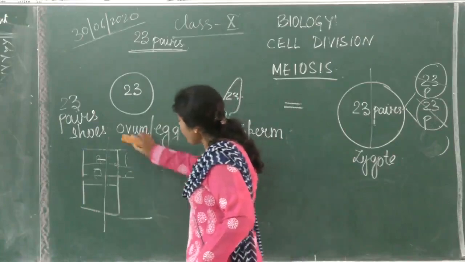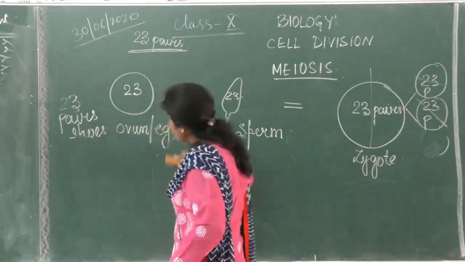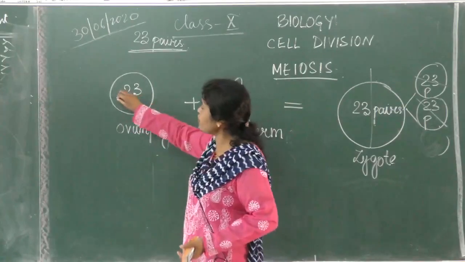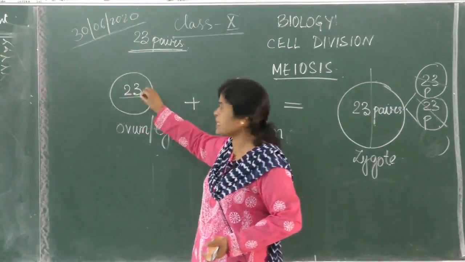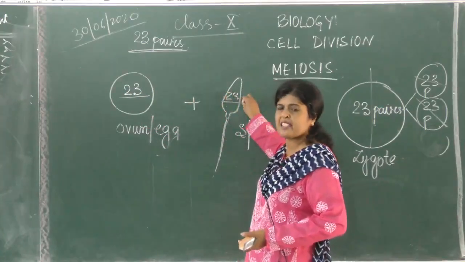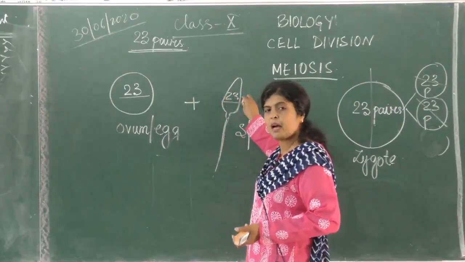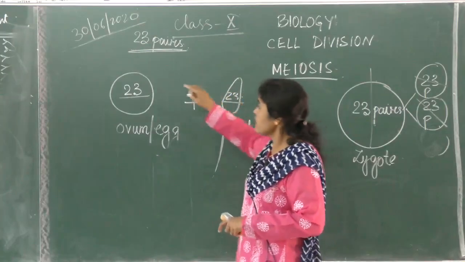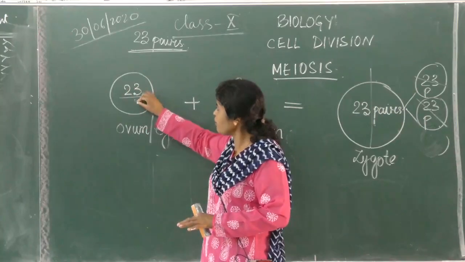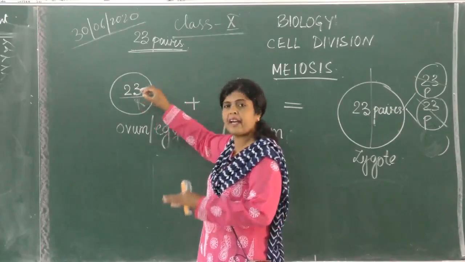So sperm and ovum are the same way. Sperm and ovum are like that. All 23 types of chromosomes are present in ovum, and all 23 types of chromosomes are present in sperm, but none have their pair. Here only 23. A particular chromosome if you take, you will not find its pair.